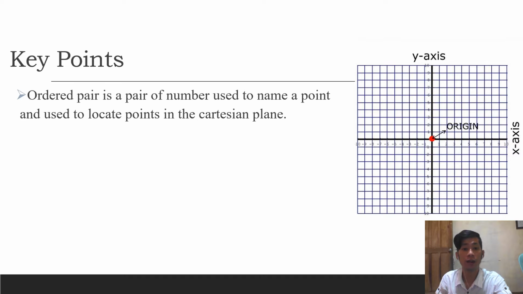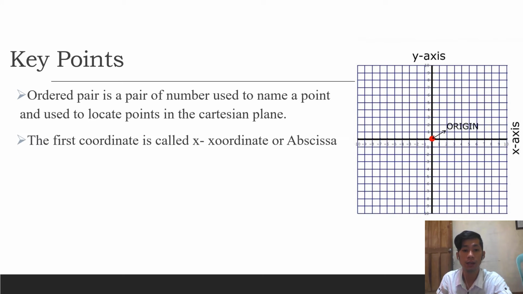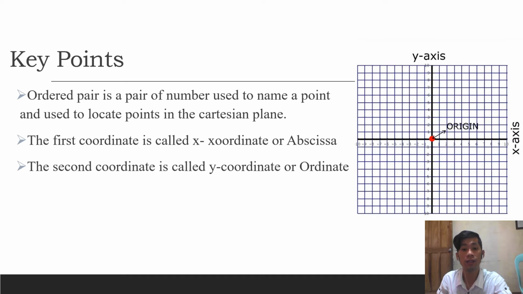Ordered pair is a pair of numbers used to name a point and used to locate points in a Cartesian plane. The first coordinate is called x-coordinate or the abscissa. The second coordinate is called y-coordinate or ordinate.